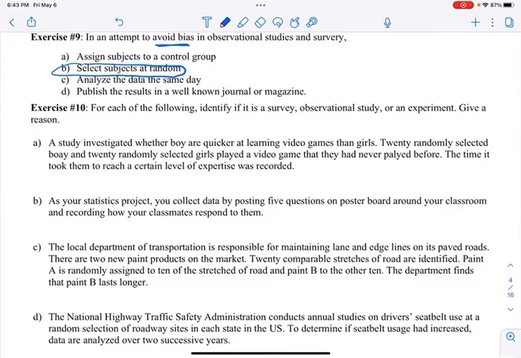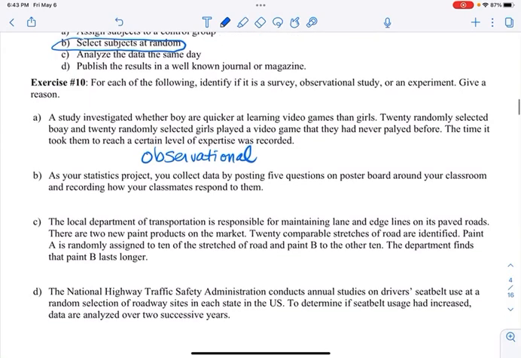All right, and last one. For each of the following, identify if it's a survey, an observational study, or an experiment. So a study investigated whether boys are quicker at learning video games than girls. 20 randomly selected boys and 20 randomly selected girls played a video game that they had never played before. The time it took them to reach a certain level of expertise was recorded. All right, so you might think that this is an experiment, but I'm not doing anything to cause a particular effect. This is really just an observation. You're observing to see who does the game quicker, who's quicker to learn it, what level of expertise.